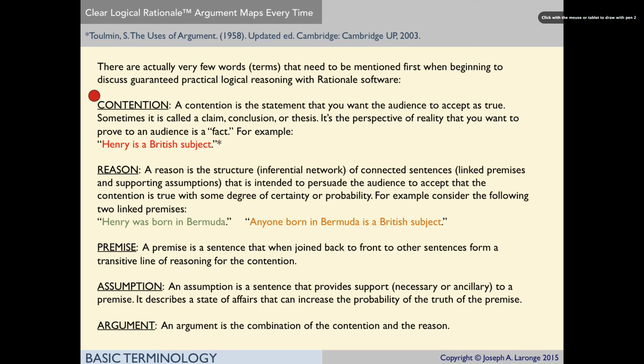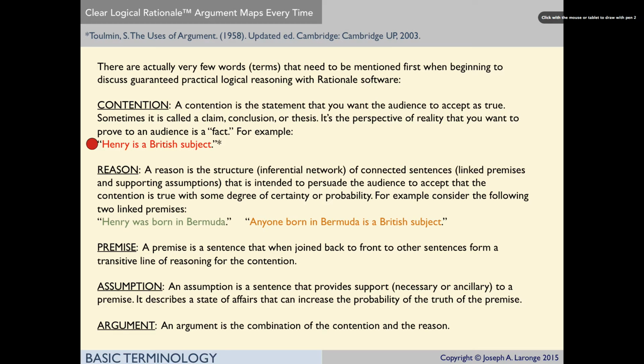So there's actually very few words or terms that need to be mentioned first when beginning to discuss guaranteed practical logical reasoning with Rationale software. So what do we have? How many? 1, 2, 3, 4, 5. 5 terms. The first one is the contention. A contention is the statement that you want the audience to accept as true. Sometimes it's called a claim, conclusion, or thesis. It's the perspective of reality that you want to prove to an audience as a fact. For example, one contention might be, Henry is a British subject.